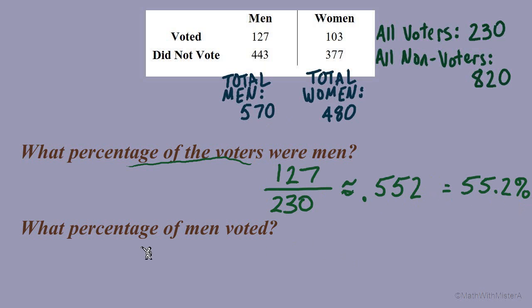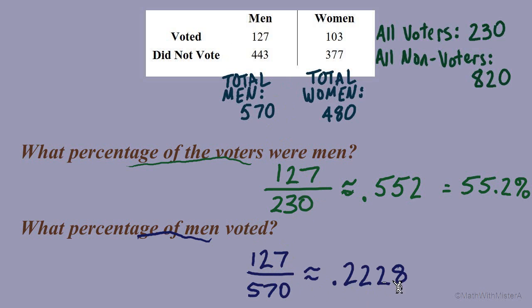The next question, what percentage of men voted? Our reference value would be how many men? Total, 570 men. How many of those voted? It's still the same comparison value, 127 men voted. We're just differing whether we compare those to all of the voters or all of the men. In this case, out of all of the men, as a decimal, about 0.2228, and as a percent, round it to the nearest tenths place, 22.3%.